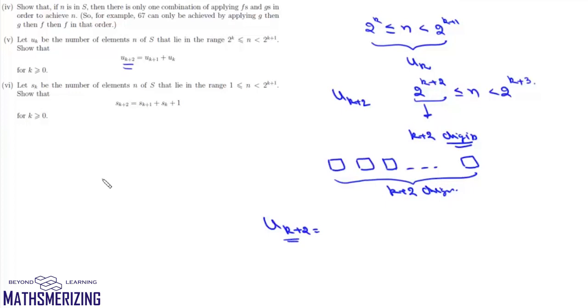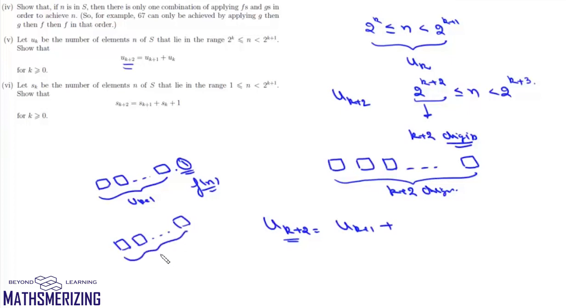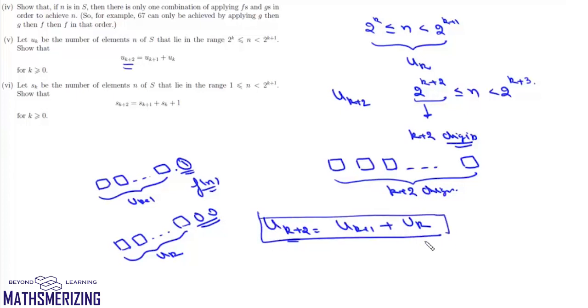Now we need to find a recurrence formula for uk+2. Now we can have uk+2 from uk+1. Suppose we have uk+1 numbers and we introduce a 1 at the end, then we'll get this number as fn. So either it can be uk+1, or we'll take uk numbers and then we introduce 2 zeros at the end and there'll be this uk. So for any k greater than or equal to 0, uk+2 is equal to uk+1 plus uk.